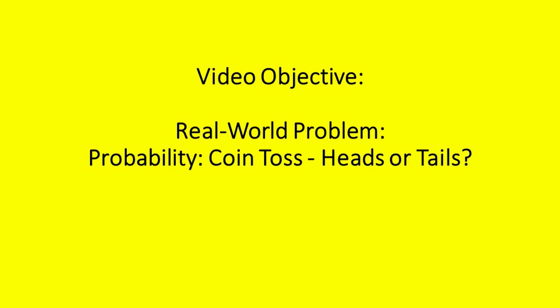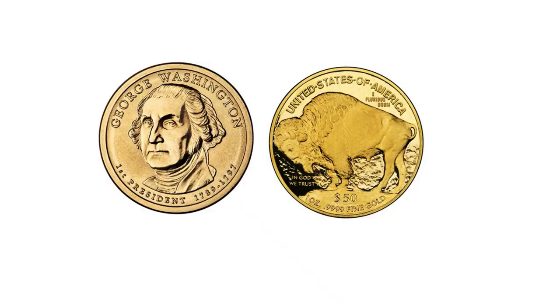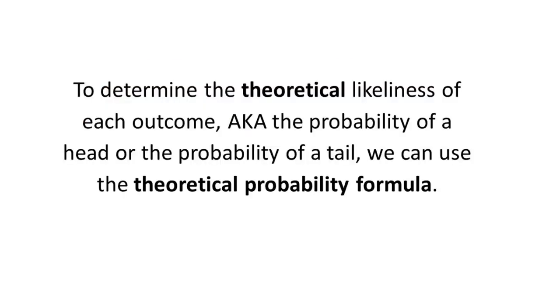In this video, we'll determine the probability of a coin toss, heads or tails. A coin toss, to determine a head or a tail, is sometimes used to decide which player goes first in a game or a contest. Which outcome is more likely, a head or a tail, or does it matter?